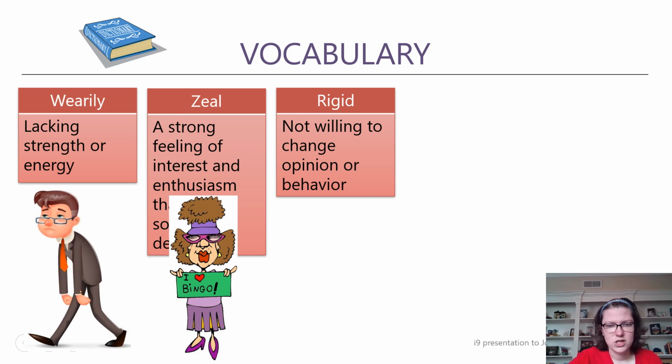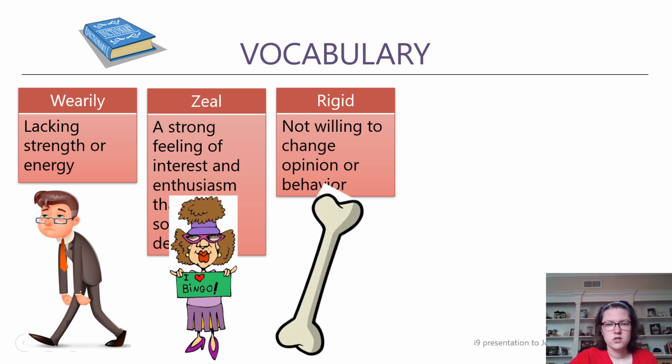Rigid: not willing to change opinion or behavior. So think about a bone. A bone is really hard. You can still break it, but you have to fall really hard. A bone is rigid. So if I am rigid, I'm not willing to change my opinion and I'm not willing to change my behavior.